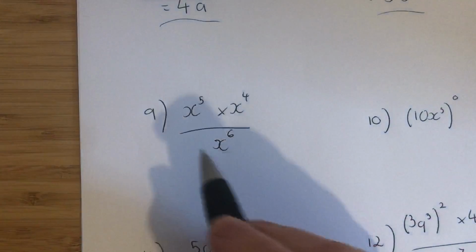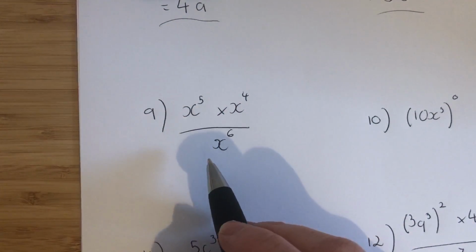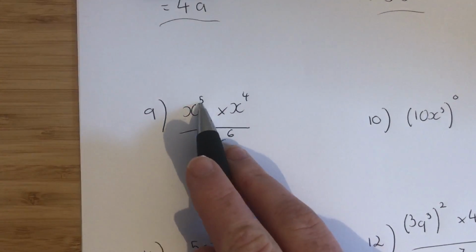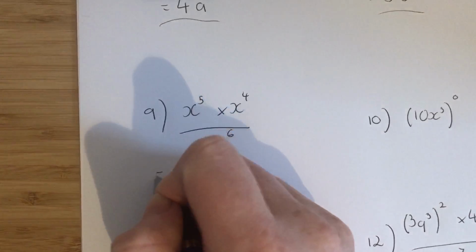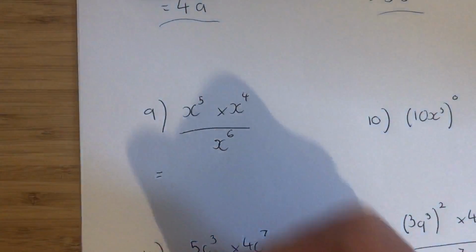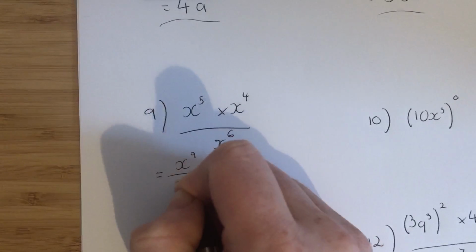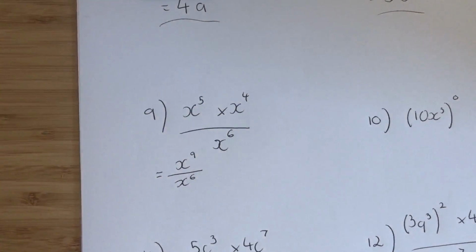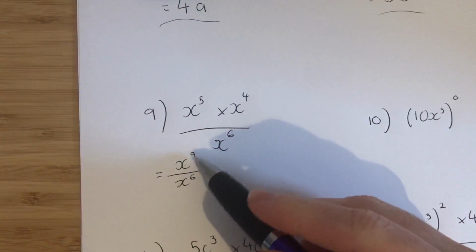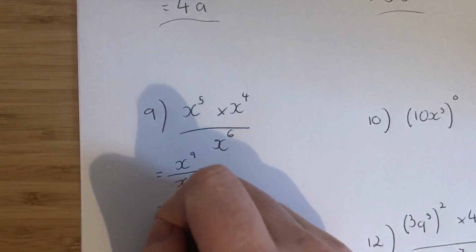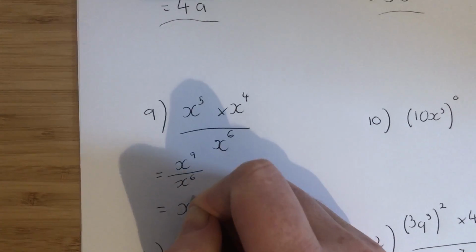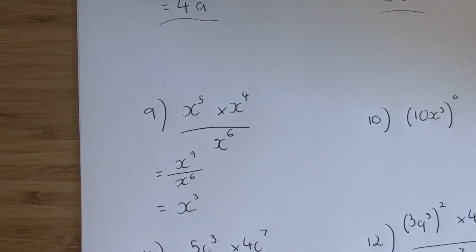Right, we have a couple of different rules in one here. So on the numerator, we've got x to the power of 5 times x to the power of 4. We know that there we're going to add the powers. So 5 plus 4 is 9. So it's x to the power of 9 over x to the power of 6. And then we're dividing the powers. X to the power of 9 divided by x to the power of 6. So then we subtract 9 minus 6. We've got x cubed for that one.